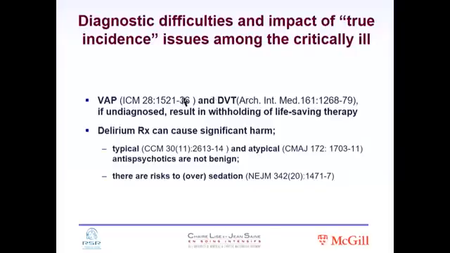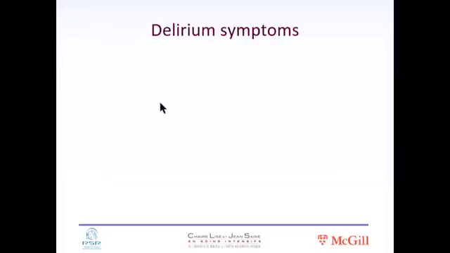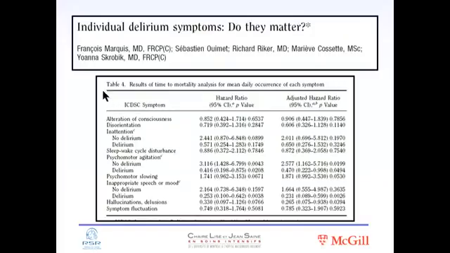And so the diagnostic difficulties of true incidence with delirium are actually important, because we don't want to be giving antipsychotics to people who are not delirious, nor do we want to miss people who need to be reassured or who need to be intervened with, if we can come up with any intervention that actually works and is really efficient. And I think that the issue of which delirium symptoms are present and which ones confer risk is actually still unanswered.